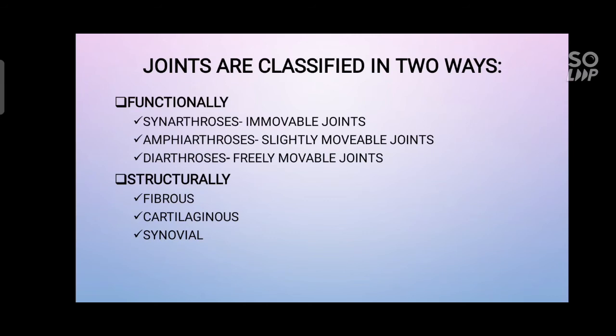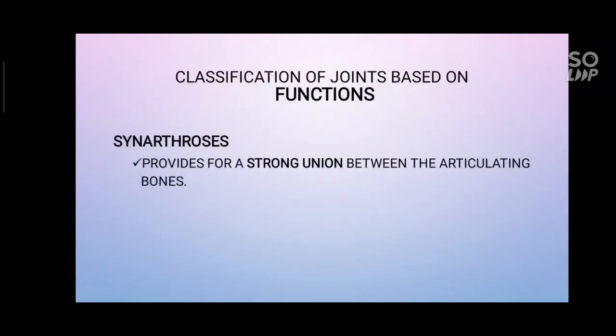Functionally, they are synarthrosis or immovable joints, amphiarthrosis or slightly movable joints, and diarthrosis or freely movable joints. Structurally, they are fibrous, cartilaginous, and synovial joints. Classification of joints based on functions. Synarthrosis provides for a strong union between the articulating bones. This is important at locations where the bones provide protection for the internal organs.